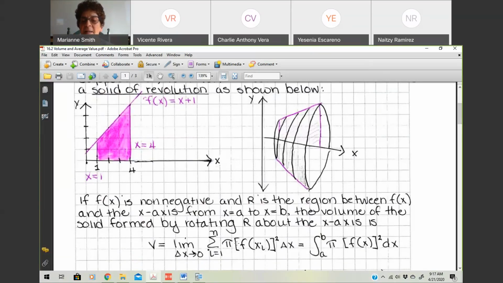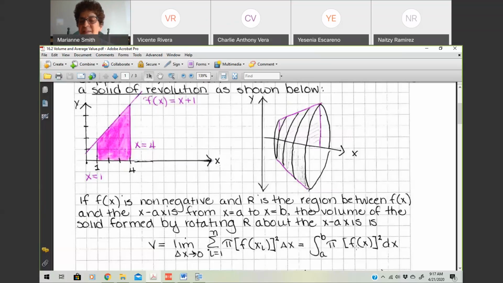I have pi times the radius, which is f of x squared, times delta x, which is these chunks along the x-axis, right? And I'm going to take the sum from i equals 1 to n of all of those chunks or disks. But because this is a calculus class, what we want to do is approximate this by a definite integral. So in order to do that, I need to take the limit of the sum as delta x gets really, really small, as it approaches 0. And you can see what happens then.